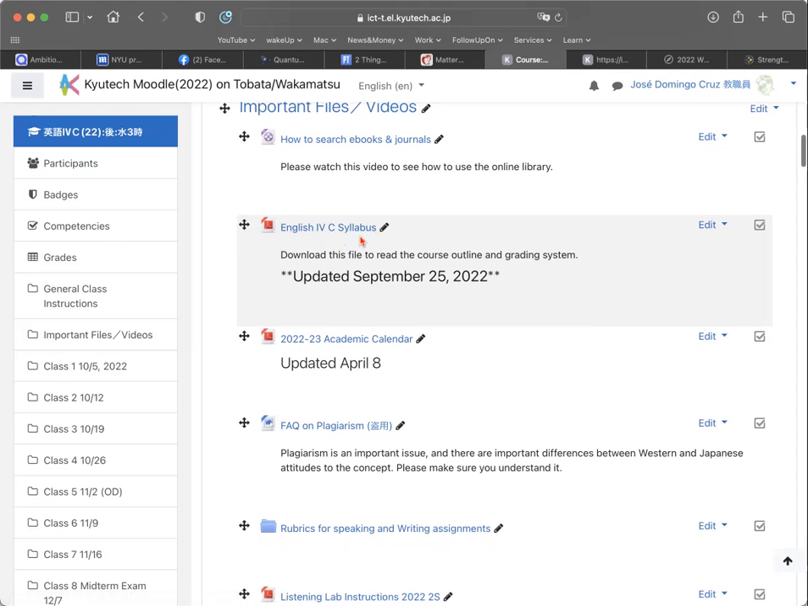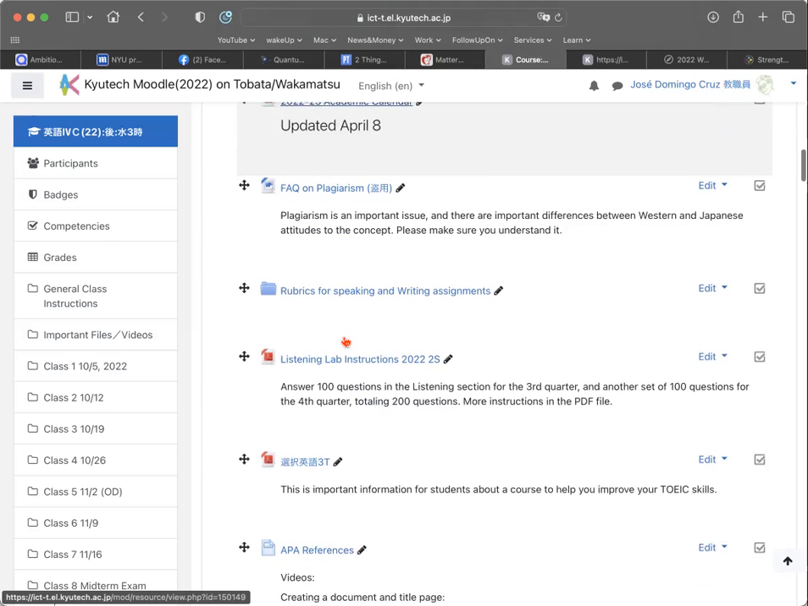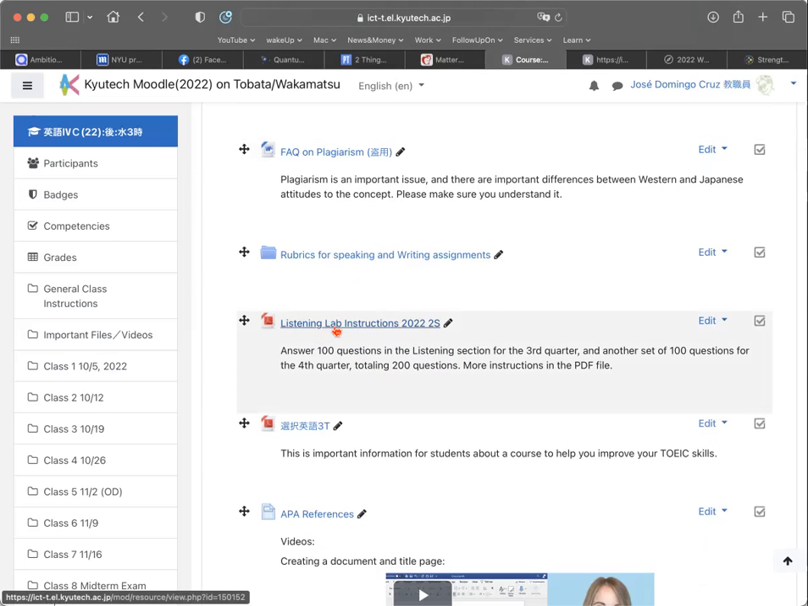Okay, that was the syllabus. Now this is the academic calendar. If you check the academic calendar, it'll tell you when we're going to have days off and when we're going to be moving some Wednesdays to different days. These are the listening lab instructions. Please make sure that you look at that, because we're going to be talking about that next week.